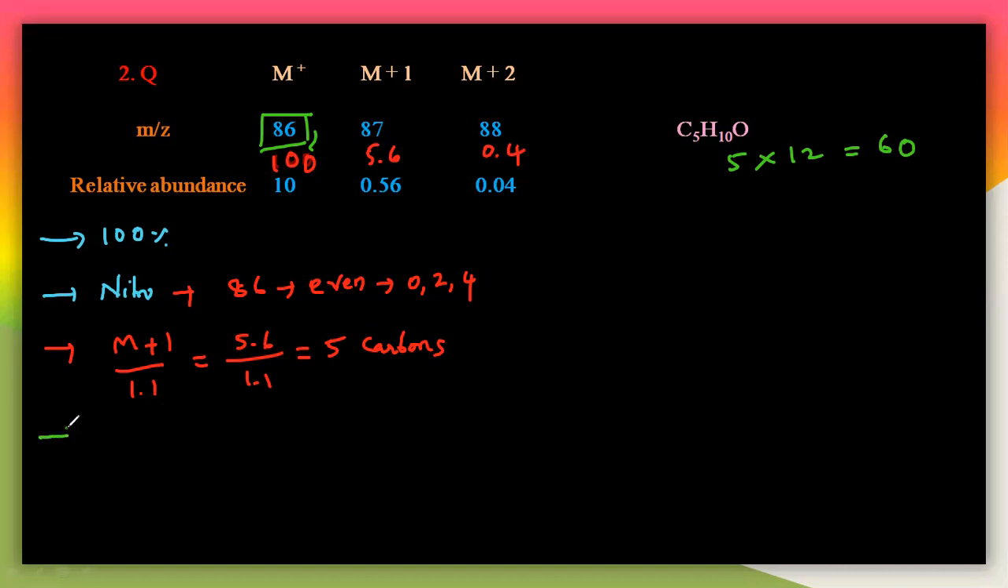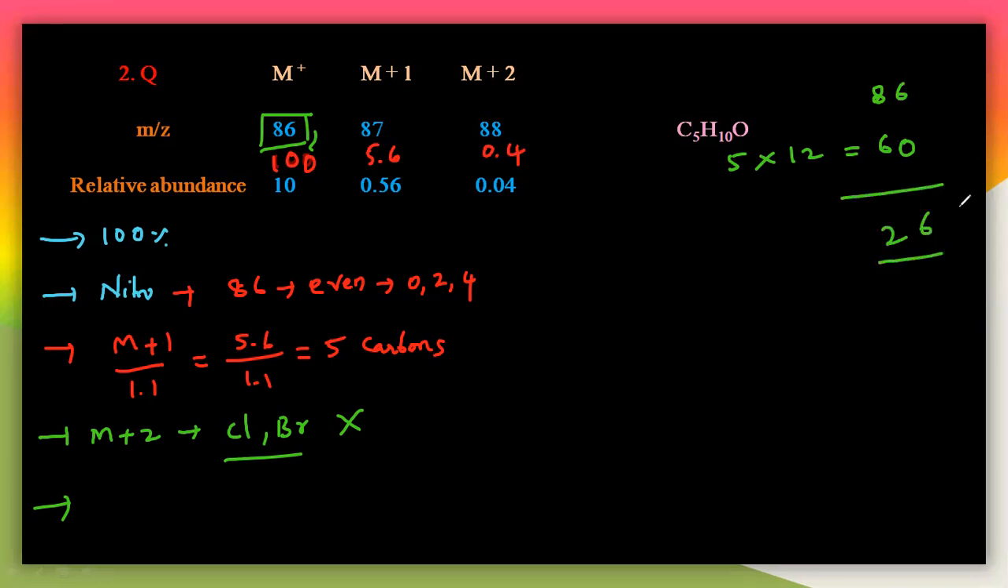So see here, the next step, it is M+2 here. So M+2, there is no chlorine and there is no bromine here. So here the 60 we have got with the carbons. That means the total mass which is 86, minus 60, is 26. There is a remaining mass here. So we have to add the remaining, which is 26 here.